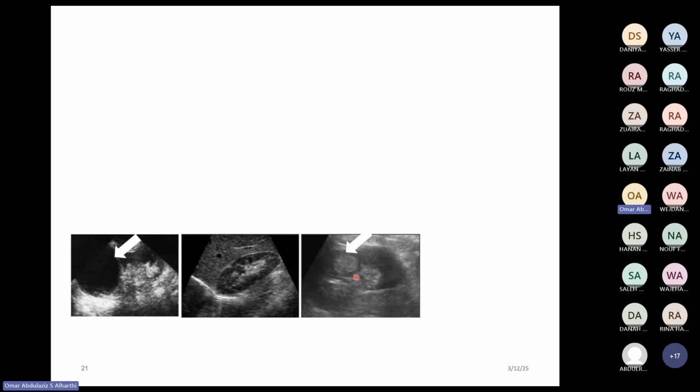Here, what about this one? This is described as hyperechoic to the adjacent renal parenchyma. Okay, this is hyperechoic and this is anechoic, and the kidney parenchyma is hypoechoic relative to it. So it's all relative to the nearby tissue. Okay. All right.